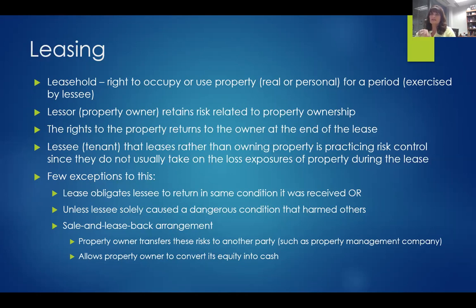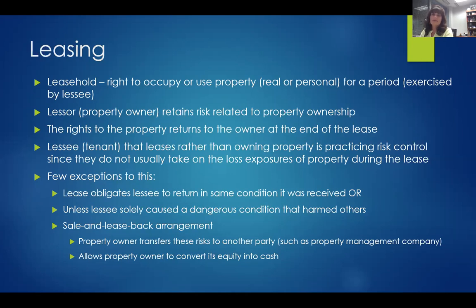Leases obligate the lessee to return it in the same condition as it was received. So if you've made a promise that it's going to be left in the same condition, that's probably going to put you on the hook for a little bit more than what you would normally. And also, if your actions or activities put it in a dangerous condition that harmed others, you're probably going to have more responsibility. So if your lease agreement has that in there, your negligence to an extreme measure would probably be counted as a responsible party.